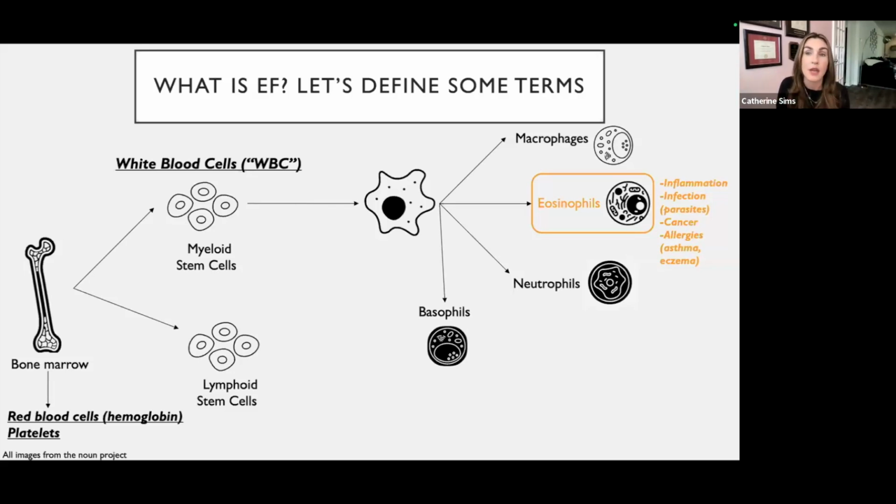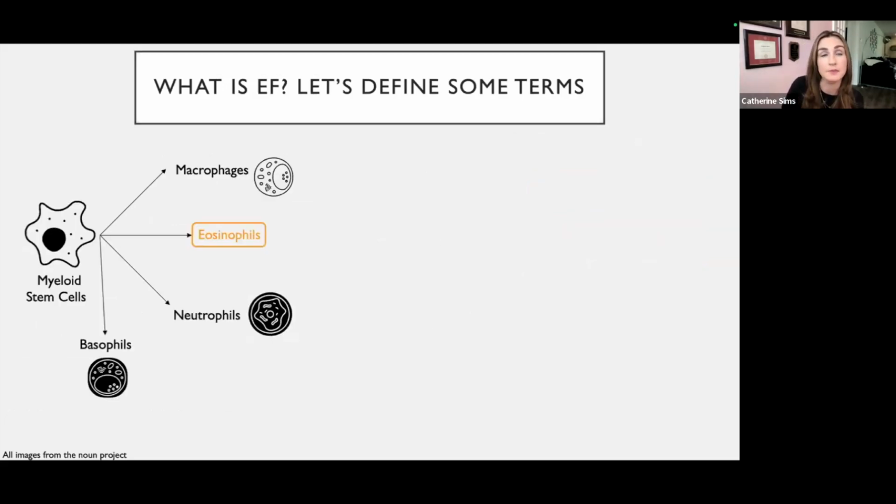So eosinophils can be elevated due to autoimmune inflammation, infections, things like parasites. Cancer can sometimes cause elevated eosinophils, and sometimes that elevation in eosinophils can be our first indicator that there's something wrong. And then something like allergies, like asthma or eczema, can also lead to an elevation of these eosinophils. So they can sometimes drive more of an allergic reaction, but they can certainly also be playing a role in cancer, parasitic infections, and also autoimmune diseases.